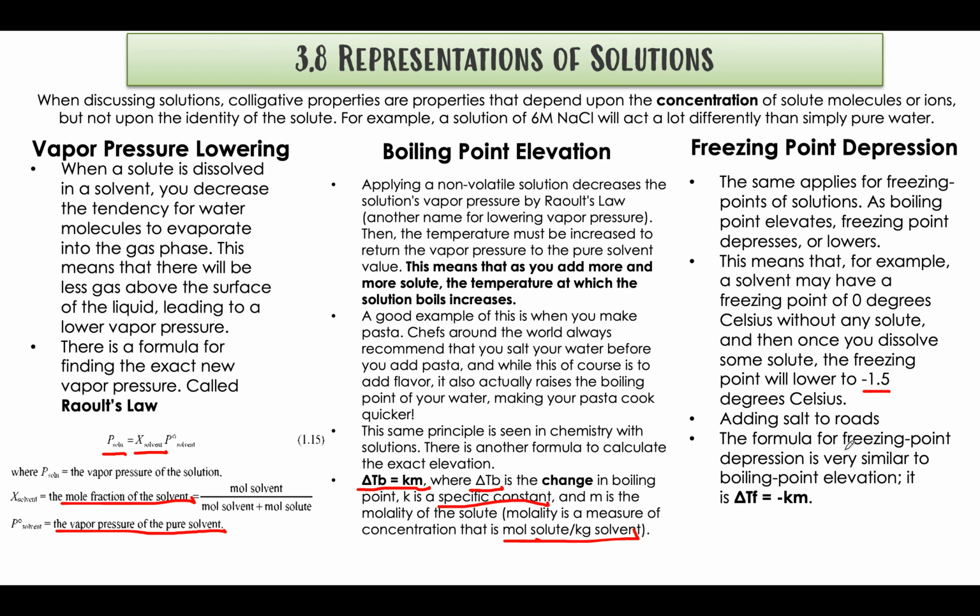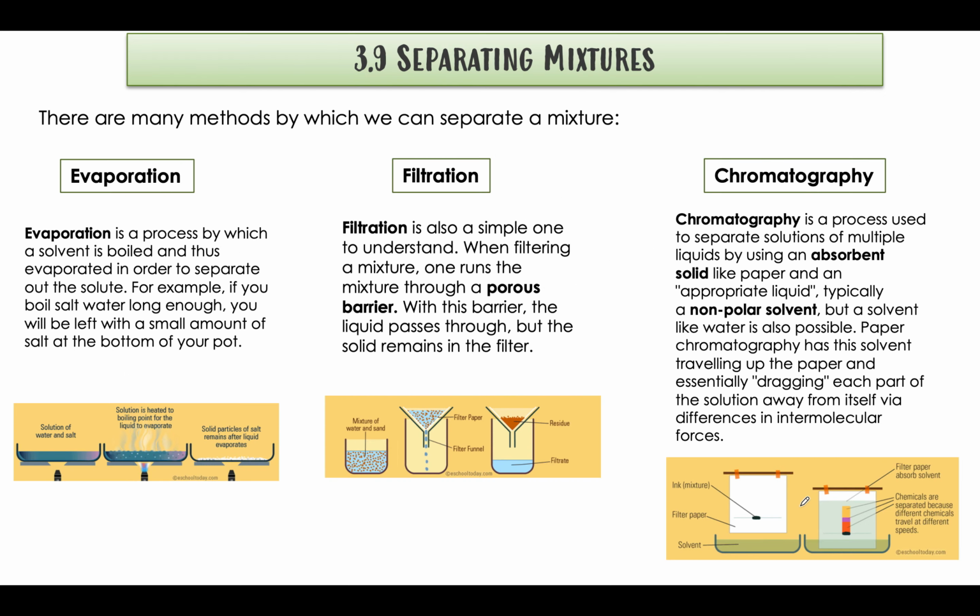So the formula for freezing point depression is very similar to boiling point. Again, it's the change in the freezing point. So this is not the actual temperature. This is just how much it changed. It equals negative K, again, where it's that specific constant, and M is the molality.